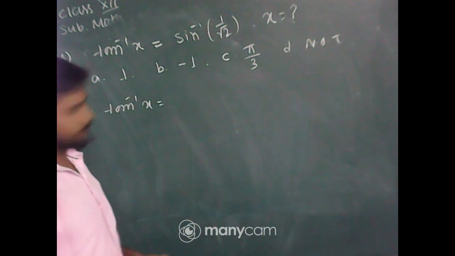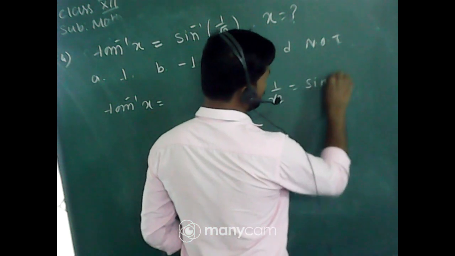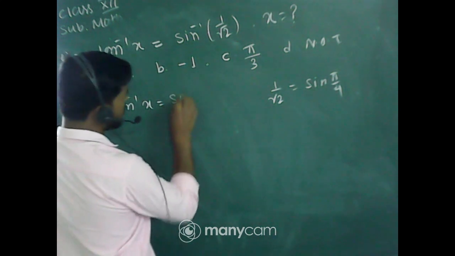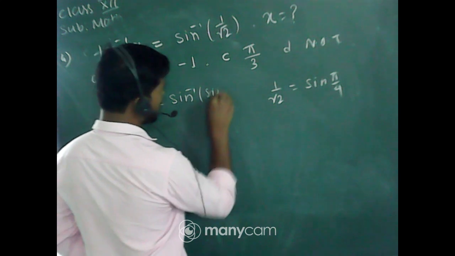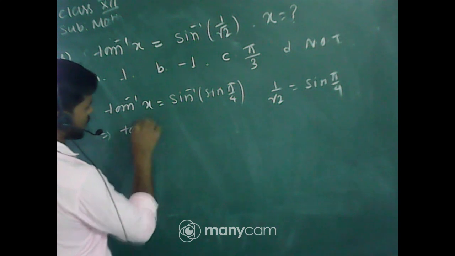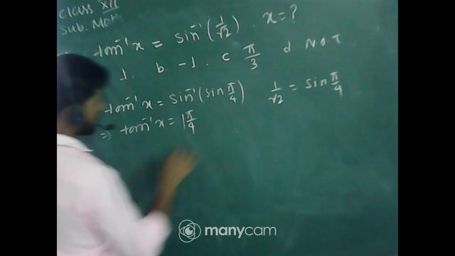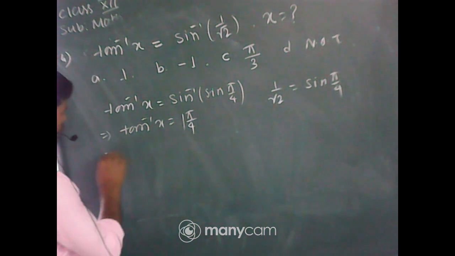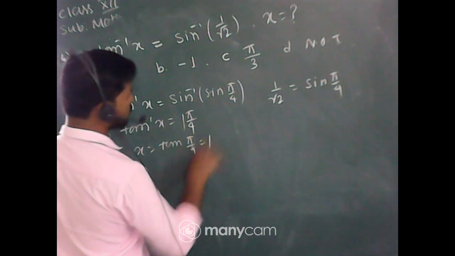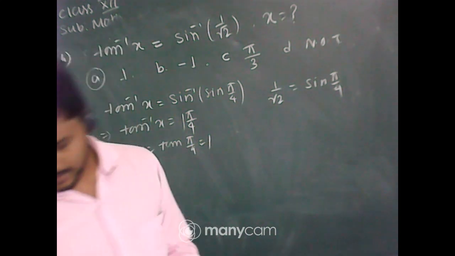1 by root 2, and we know that 1 by root 2 is sine pi by 4. So this is actually sine inverse sine pi by 4, which implies tan inverse x is equal to pi by 4. That means x equals tan of pi by 4, which is equal to 1. That means our correct answer is A.